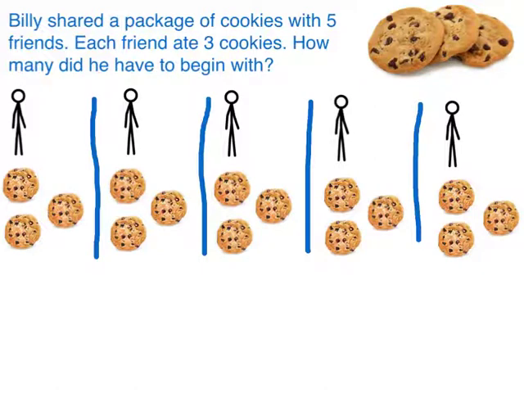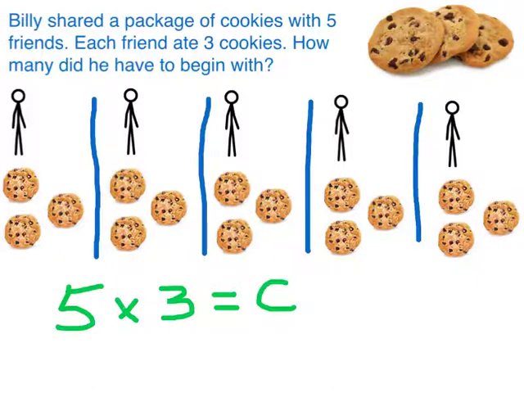So now let's see if we can use an equation to help us solve this problem. We have 5 friends. Each one has 3 cookies, so we're going to use multiplication. 5 times 3 equals, we'll say C for cookies, so we want to know how many he has altogether. So you probably know from your multiplication facts what 5 times 3 is, but you can always go through and just count one by one until you've counted all the cookies, and you will see that altogether he has 15 cookies. 5 times 3 is 15.